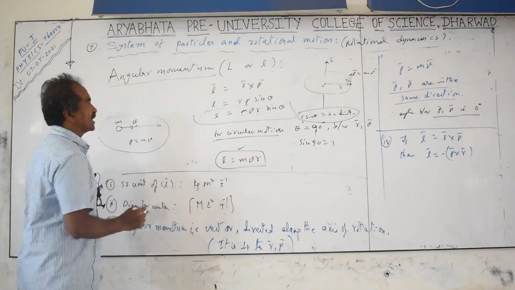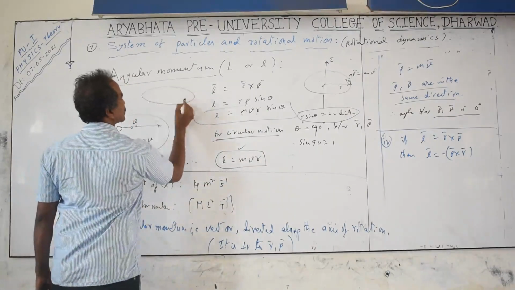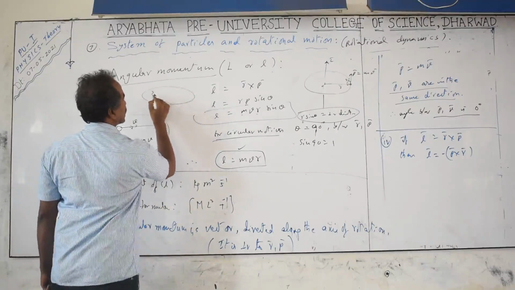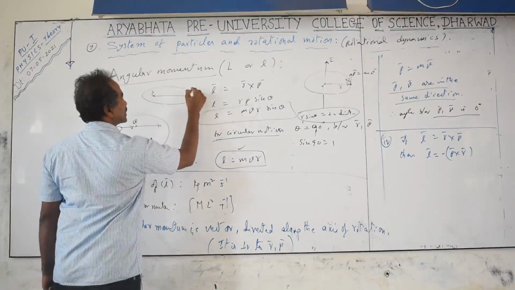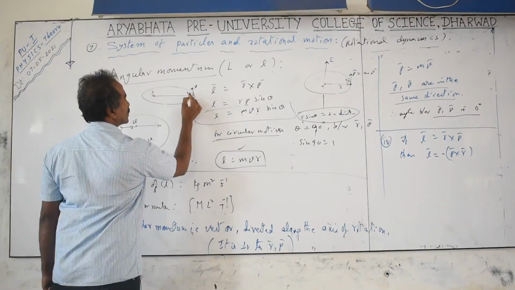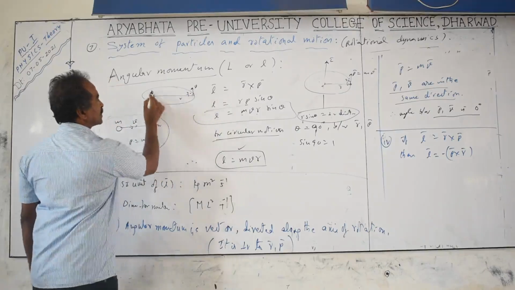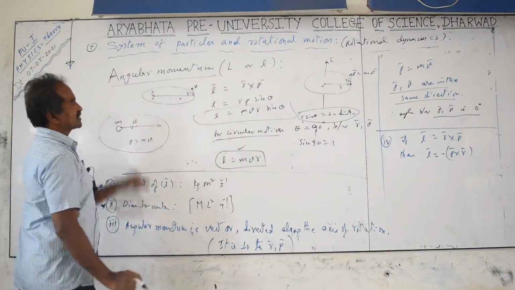At the given instant, even for elliptical motion, for the planets with the sun here, the velocity is along the tangent to the path and always perpendicular to the radius or position vector, considering the sun at the axis of rotation.